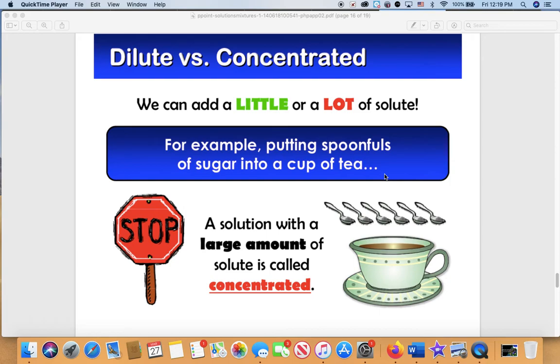And if you add more solute to a solvent, it makes it denser at the same time. And so you can actually feel that when you're swimming in the ocean. You're more buoyant. You float to the top because the water is more dense than regular water in a pool.